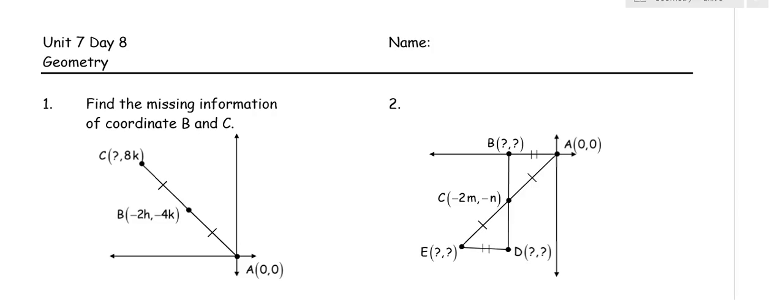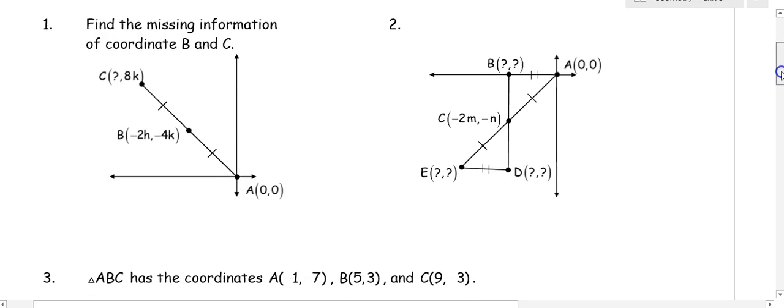This video is a review for the Unit 7 Quiz 2. So we're going to look at some coordinate problems, and then we're going to do equations of a median and altitude and a perpendicular bisector. So number one, find the missing coordinates.